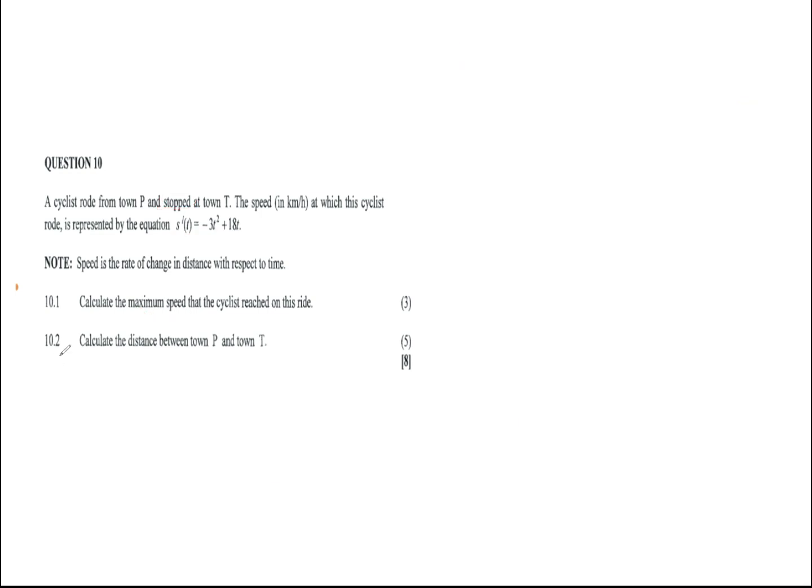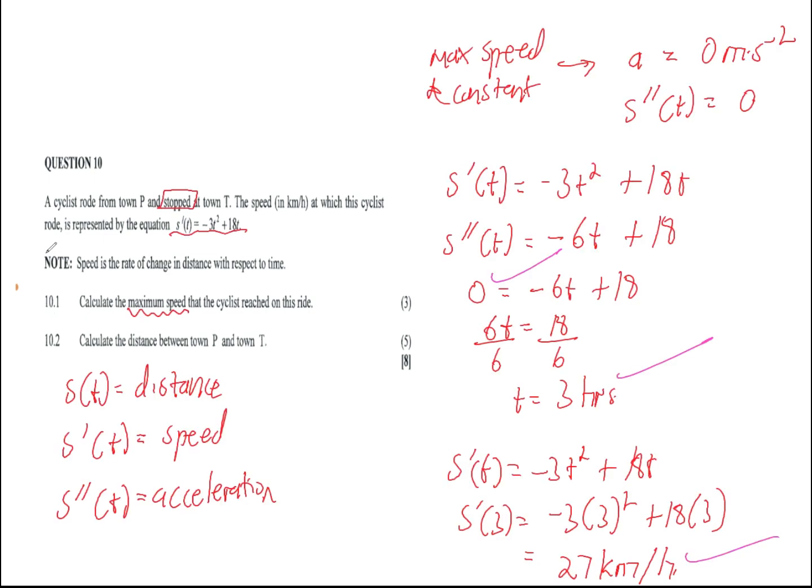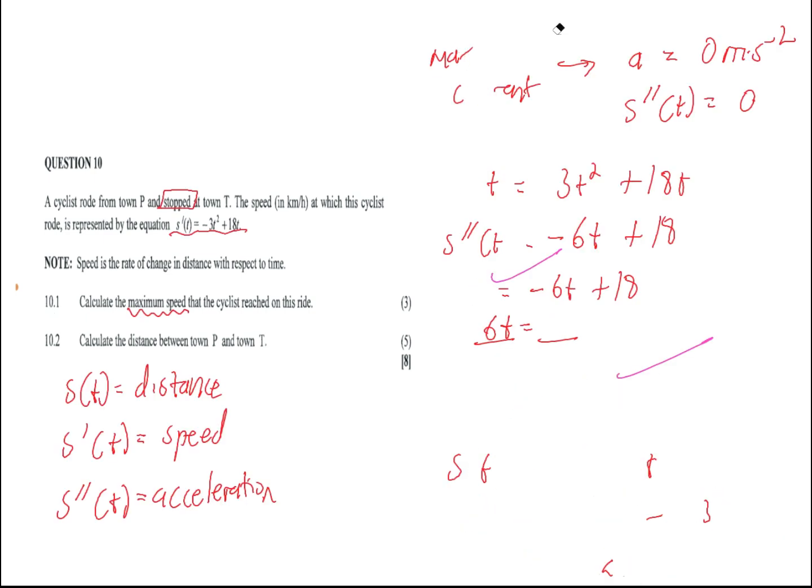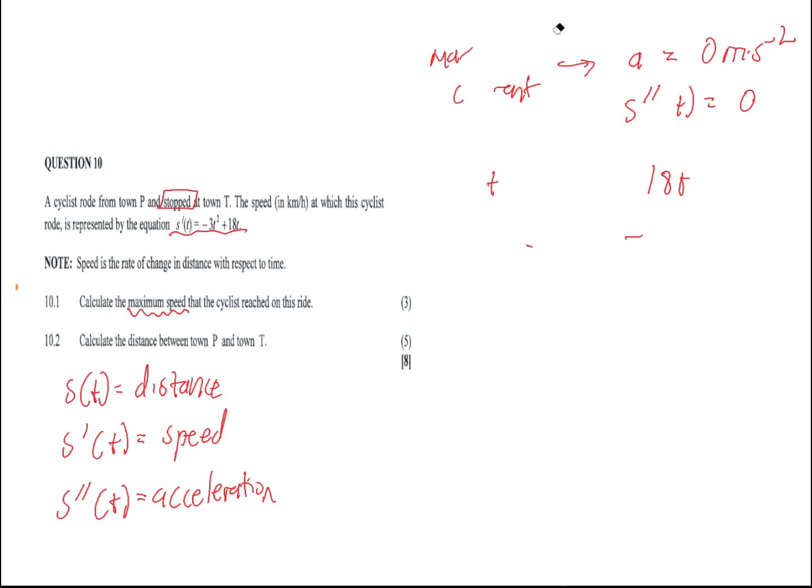Okay, then calculate the distance between point P and town T, right? How do we then calculate this? Again, let's keep this here. So we still understand that S of T is the distance. S prime T, the first derivative, is the speed, and the second derivative represents the acceleration. Now we are to calculate the distance between point P and town T. But then remember what we are being told. The cyclist rode from town P and stopped at town T, right? There are 2 points whereby the cyclist will be found to be stationary. Initially, when he's starting at town P, and then finally when he has now stopped at town T, right?